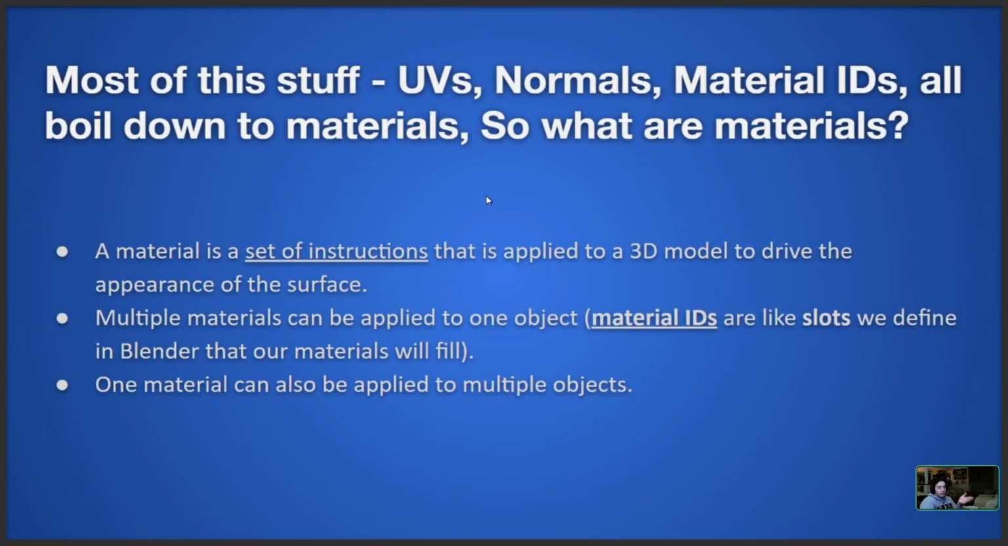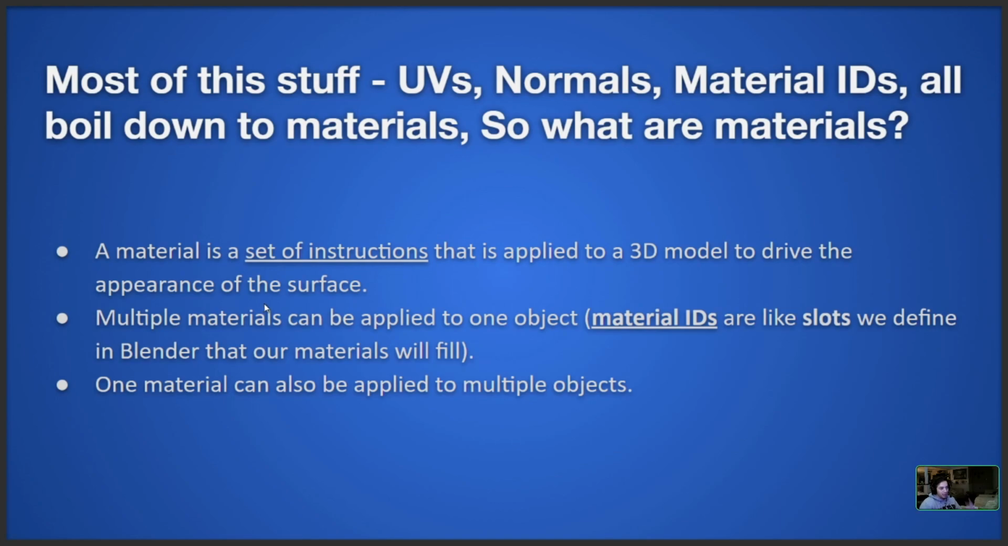So most of this stuff, UVs, normals, material IDs, it all boils down to materials. What are materials? This is going to get a little bit into Unreal Engine stuff, but not really. A material is a set of instructions that's applied to a 3D model to drive the appearance of the surface. That is, the textures are part of a material. So textures fit into materials, fit into the material slots that we designate on our surface, and their position is described by the UVs that we define for that given surface.